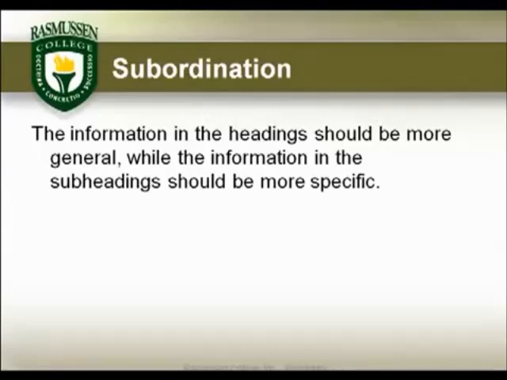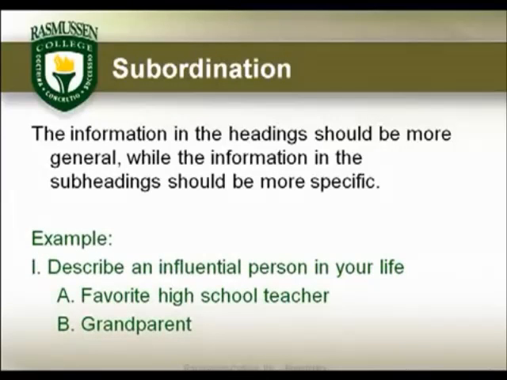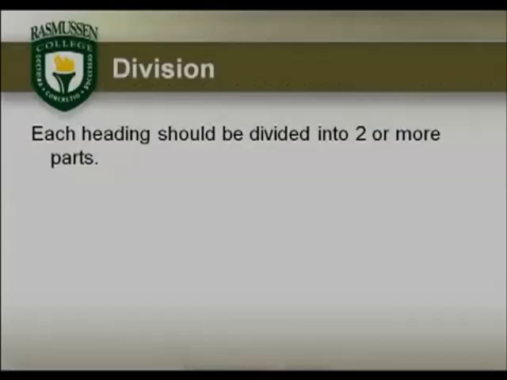Subordination should also be present, with the information in the headings being more general, while the information in the subheadings should be more specific. Again, referring to our example here, a favorite teacher and grandparent are specific examples of the generalized category of the influential people within your life.